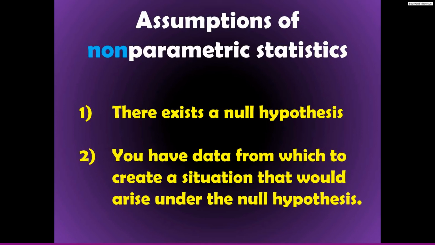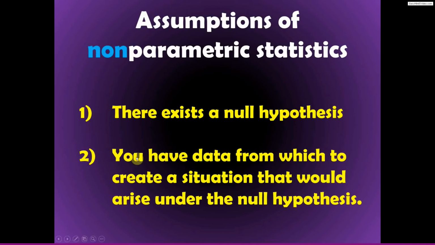And two, that you have data from which to create a situation that would arise if the null hypothesis were true. This may sound really trivial here, but it actually does get a bit tricky sometimes to think about what is the null hypothesis in the data, and how can I shuffle the data, what can I do to the data to create a situation under the null hypothesis. So you should always think about these two points, and it's not always so trivial.